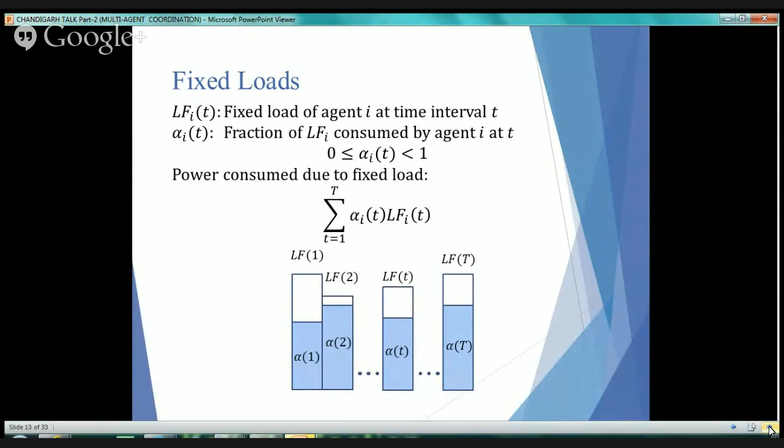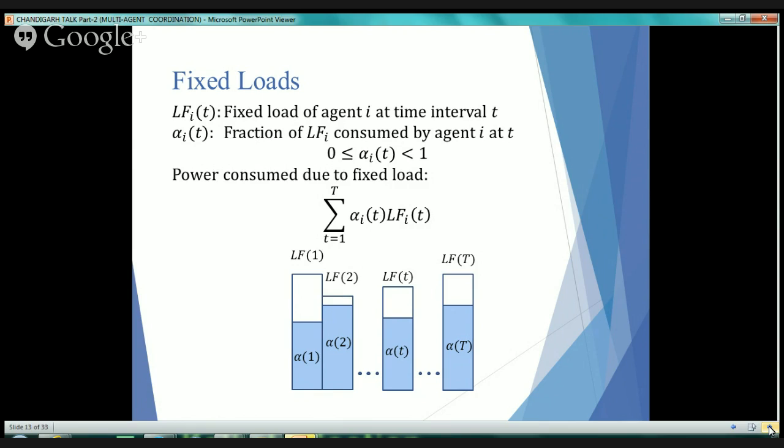So we define a fraction alpha. Alpha is the fraction of the total demand that you are actually consuming. So the total power consumed is the summation, t equals 1 to uppercase T, of alpha_t times LF_t. LF_t is the peak at each time slot, and alpha is the fraction that is actually consumed. This is summed over all time steps, and i is the index of the agent. That's the total power consumed.